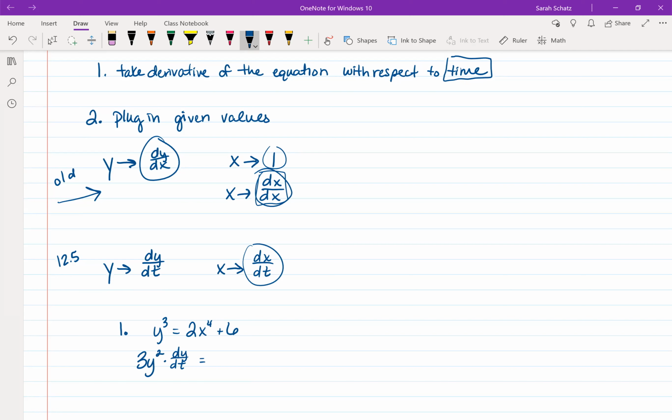Now let's think about the 2x to the 4th. So 4 times 2 is 8. We get 8x cubed. So normal power rule happening. But because we're going with respect to time, sorry, we get a dx dt. Everything gets a dt. Now the plus 6 just goes away because it's a constant.